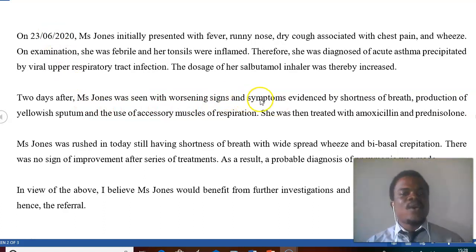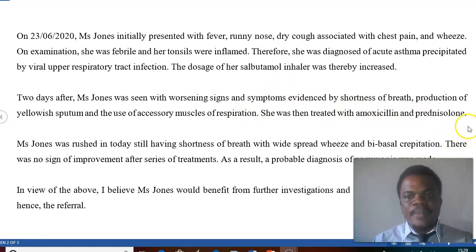Now, if you look at here, I combine things. I've also paraphrased. Instead of repeating all this fever, this, because they were actually worsened, I say worsening signs and symptoms. Evidence by shortness of breath. I'm not introducing what I've not written before. I didn't document this symptom before. Evidence by shortness of breath, production of yellowish sputum, and the use of accessory muscles of respiration. She was then treated with amoxicillin and prednisolone.